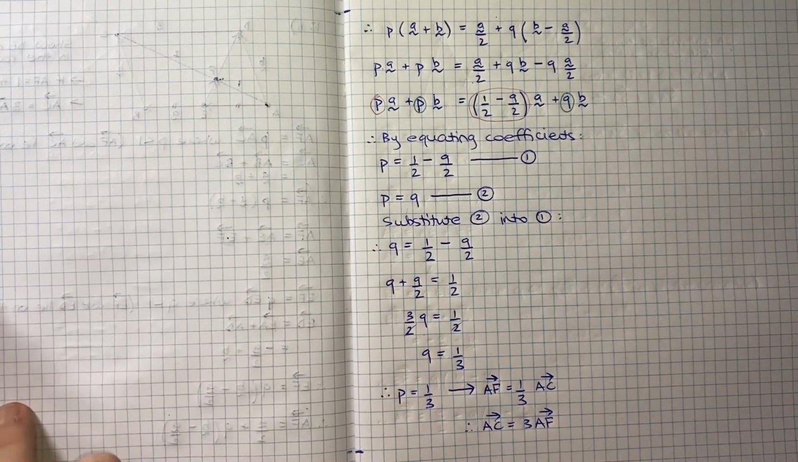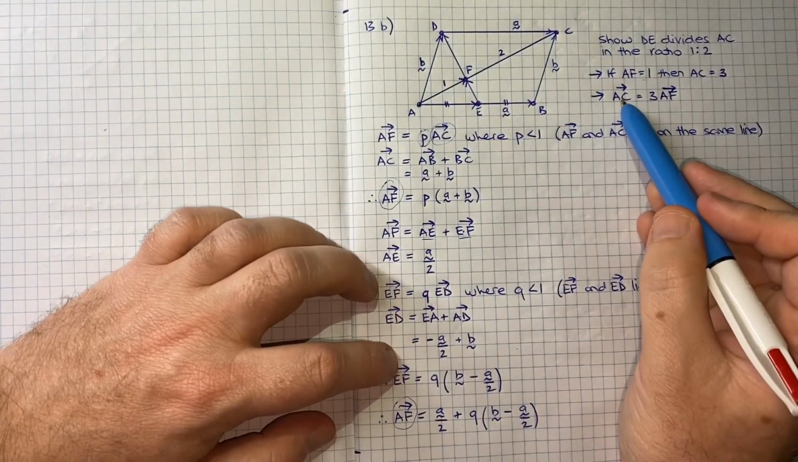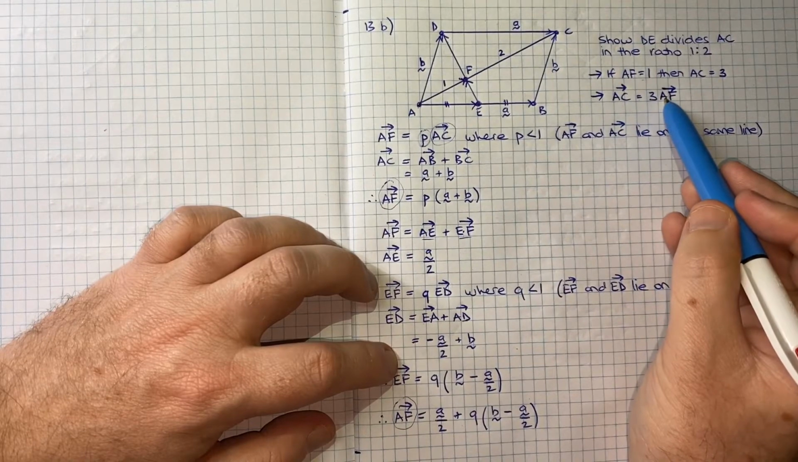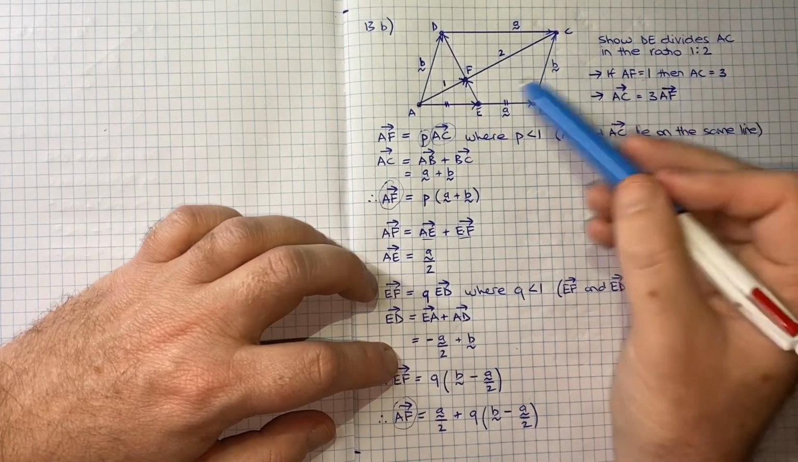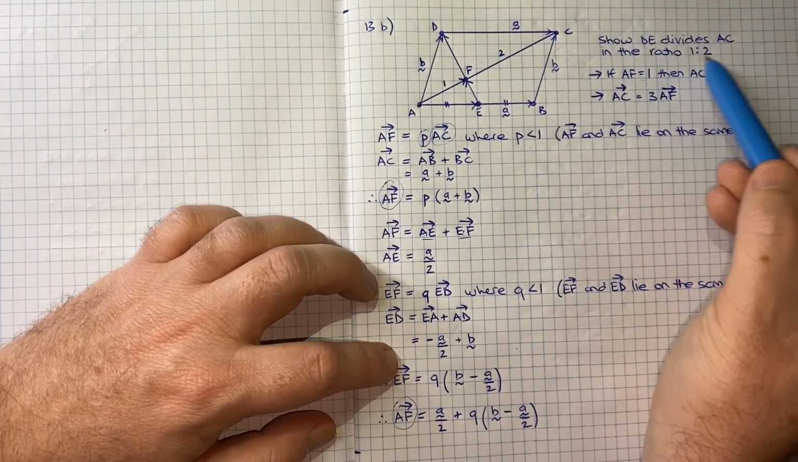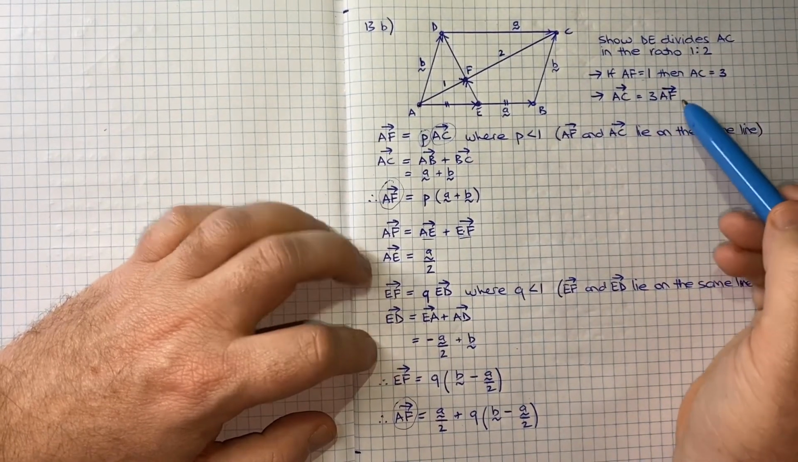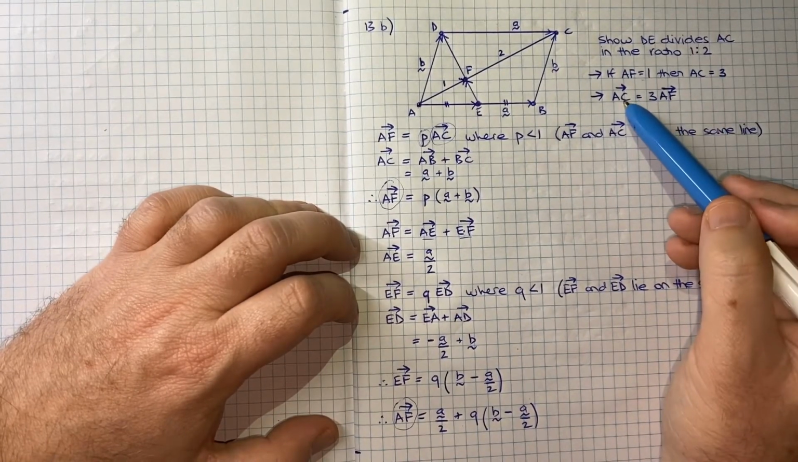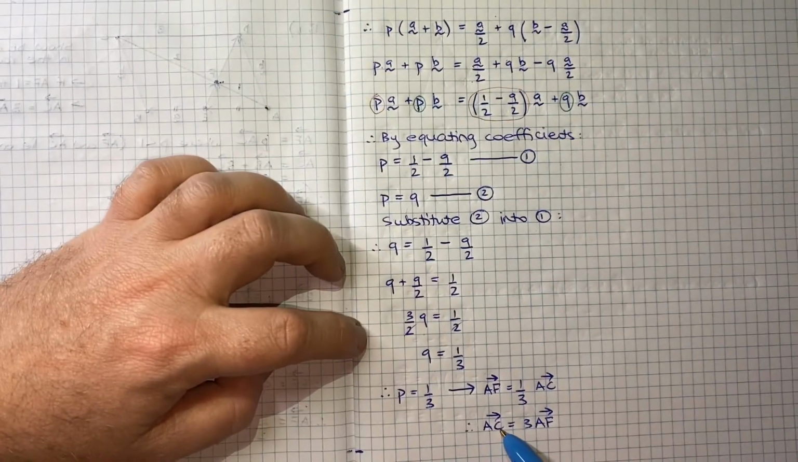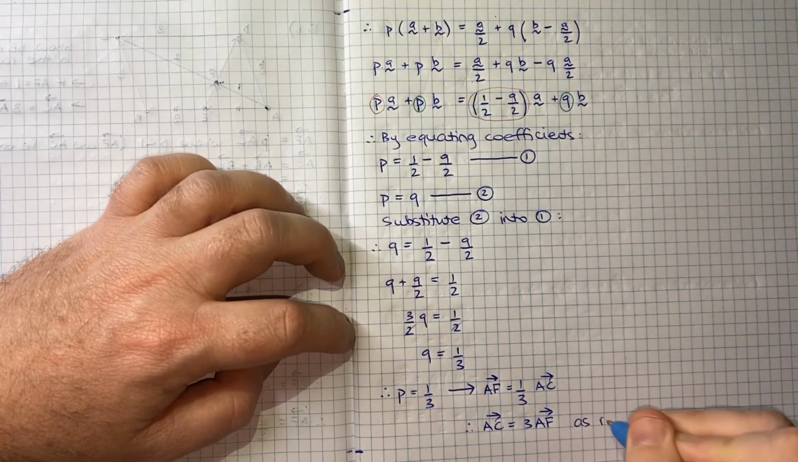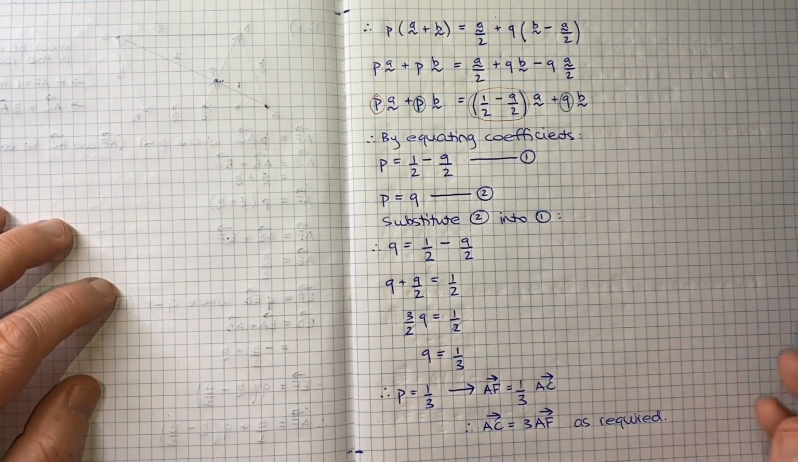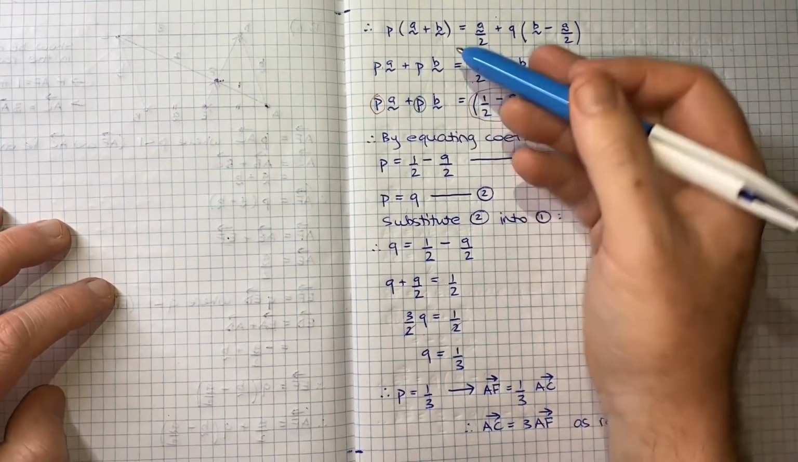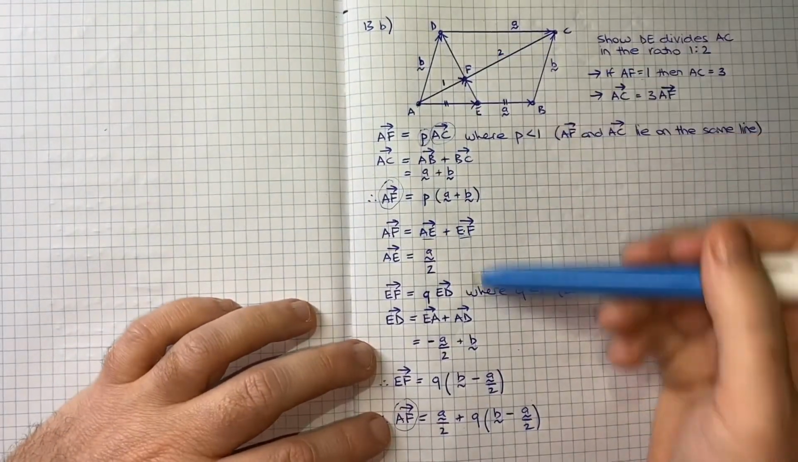And remembering that that is what we needed to show. We needed to show AC vector is equal to 3AF vector, because that is the conclusion you can draw if DE divides AC in the ratio 1 to 2. That's kind of what we deduced at the beginning. AC vector equals 3AF vector. Well, that's what we've just shown. AC vector equals 3AF vector as required. Sonic boom! So I reckon that's it for that question. I reckon if you worked through all that, you get all your marks.